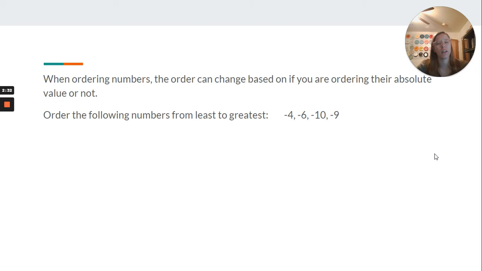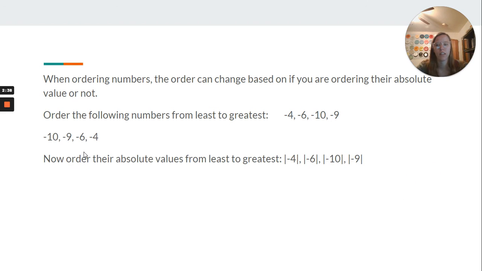Ordering numbers, so the ordering can change, remember, if you order by absolute value. So order the following from least to greatest. Now, if you order it by their absolute value, it's a different order.